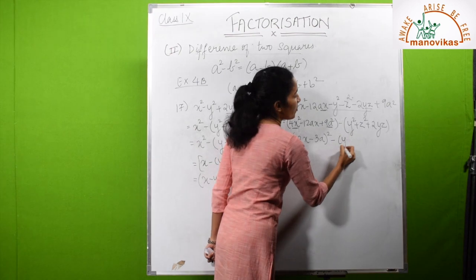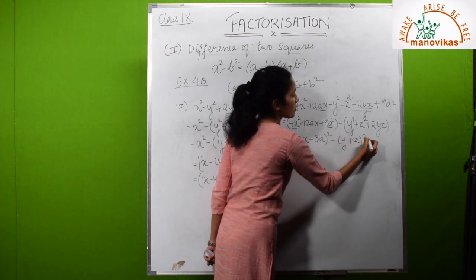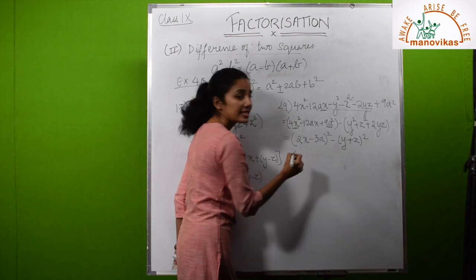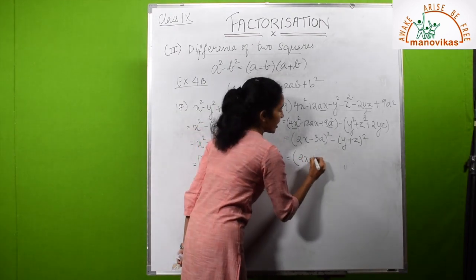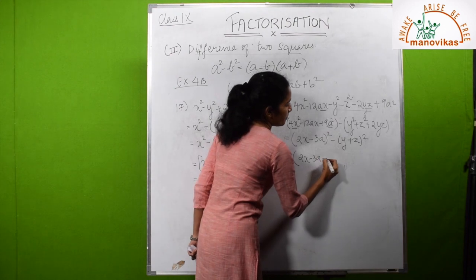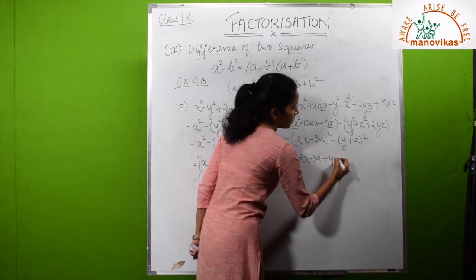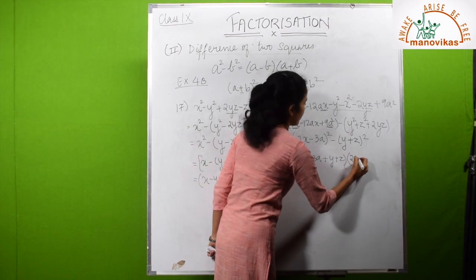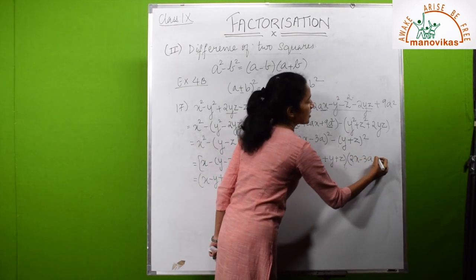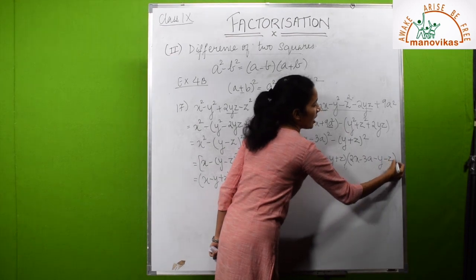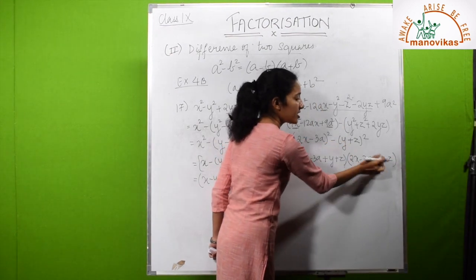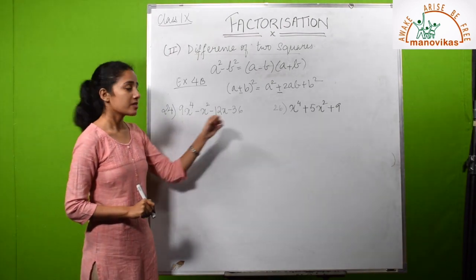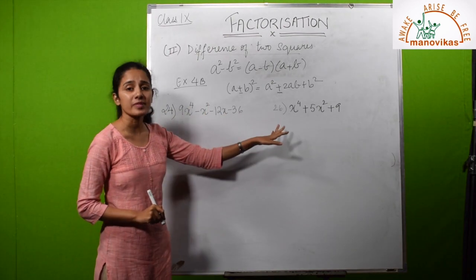This will be (y plus z) the whole square. Now since this is the difference of 2 squares, you use the identity to get (2x minus 3a plus y plus z) into (2x minus 3a minus y minus z). I have already multiplied this negative sign inside. That's it. We'll take another 2 examples, that is problem number 24 and problem number 26.